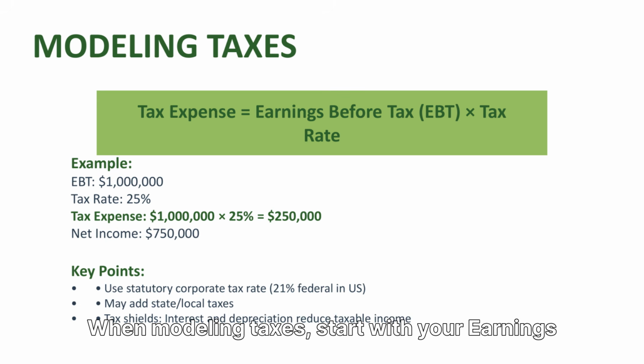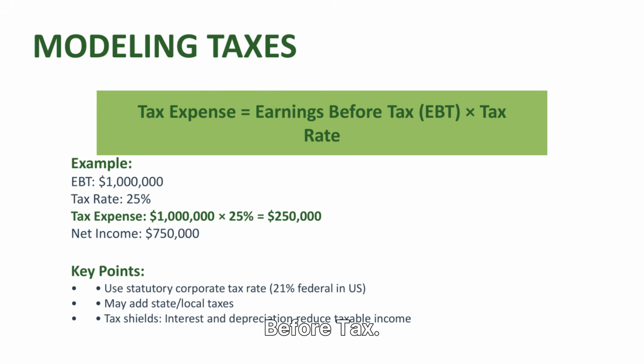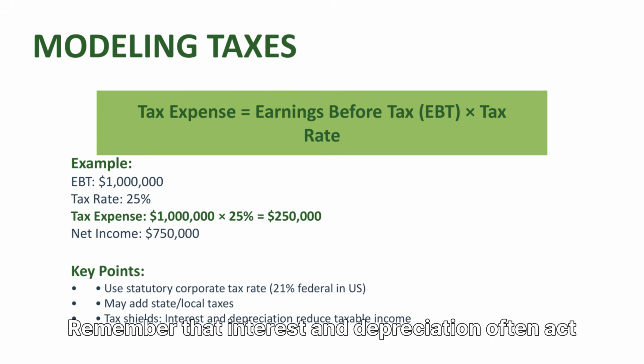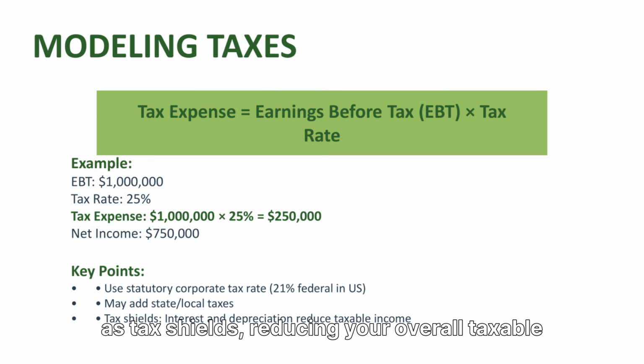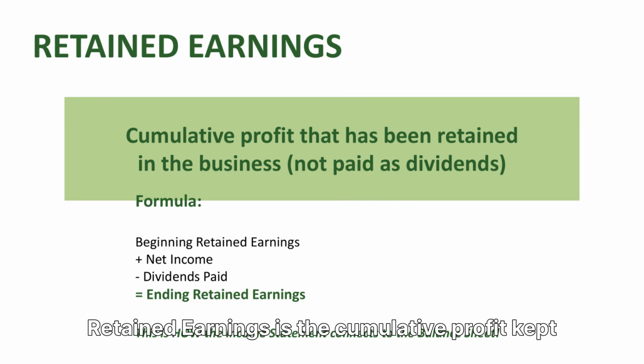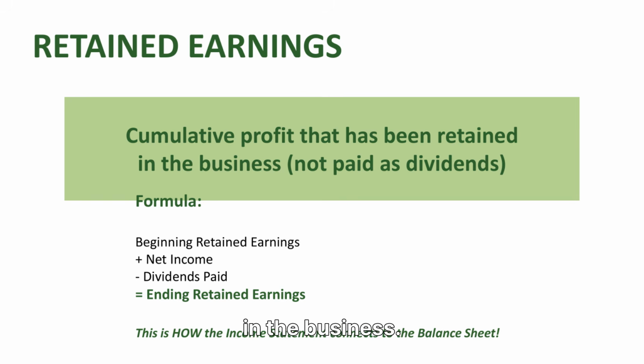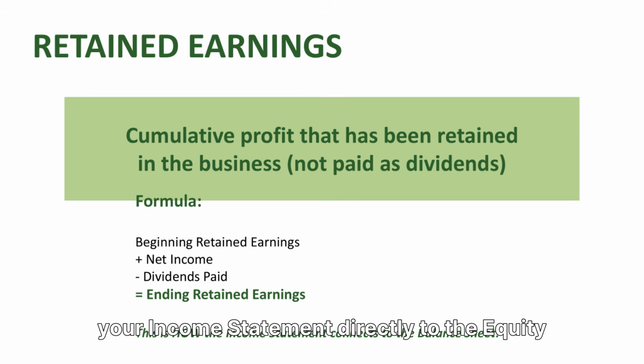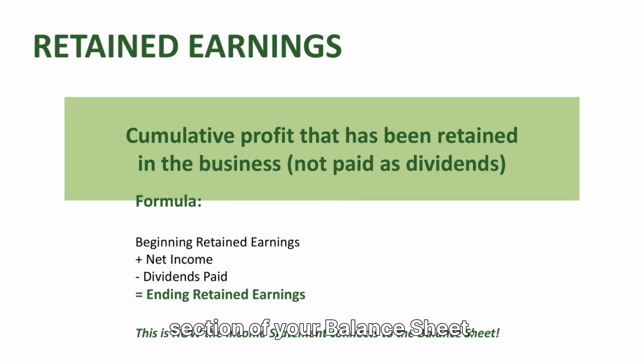When modeling taxes, start with your earnings before tax. Remember that interest and depreciation often act as tax shields, reducing your overall taxable income. Retained earnings is the cumulative profit kept in the business. This is the vital link that connects your income statement directly to the equity section of your balance sheet.